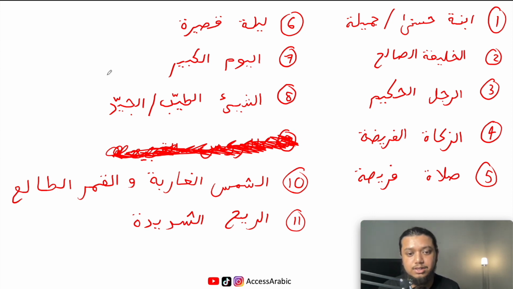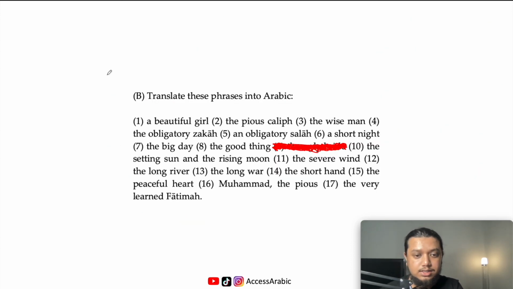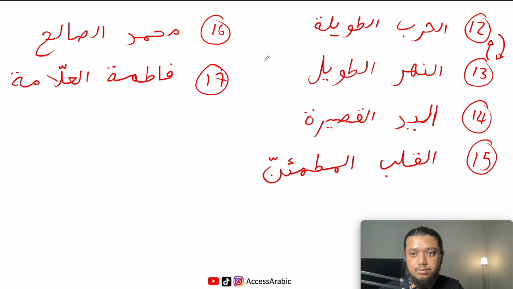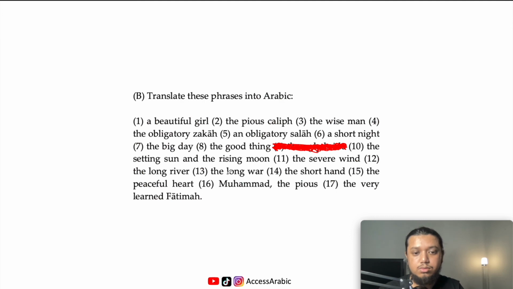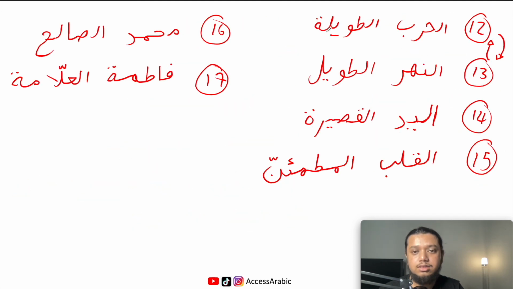Number 11, Al-Rih Al-Shadida is the severe wind. The severe wind is Al-Rih Al-Shadida. We mentioned that Rih, wind, is a feminine word. Number 12, the long river is An-Nahr Al-Tawil. And number 13 is the long war, Al-Harb Al-Tawila.